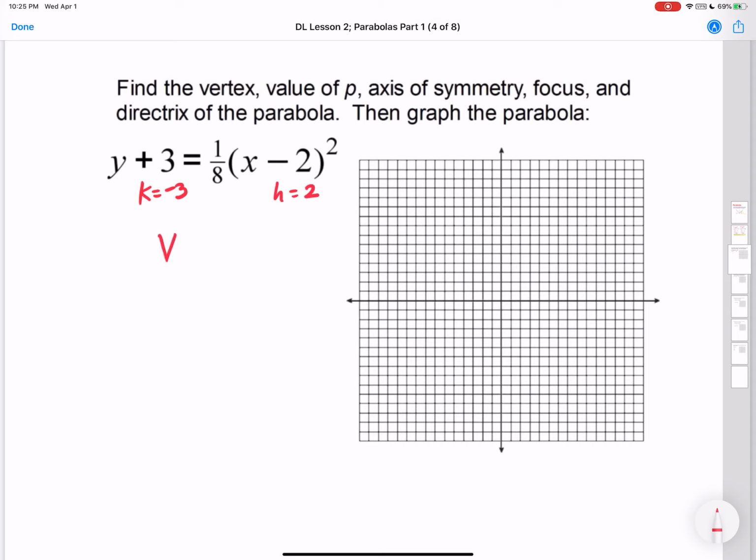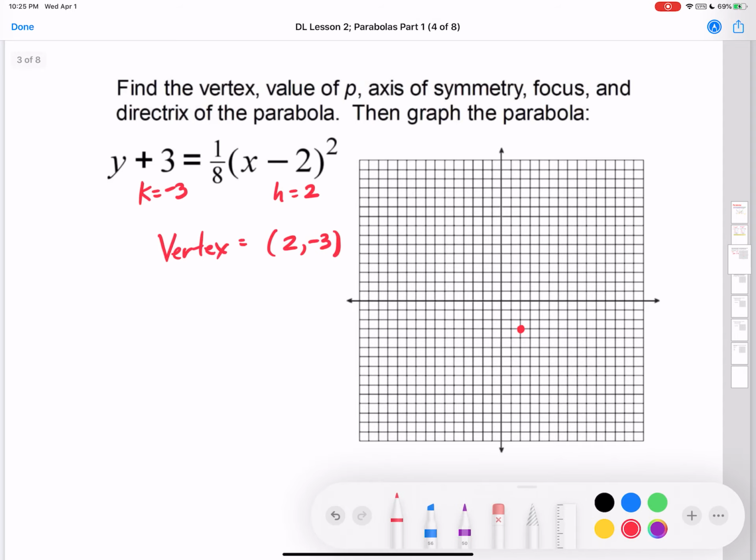So the vertex, right away, I know that the vertex is going to be located at (h, k), which is (2, -3). So I'm going to go ahead and graph that point at (2, -3). That's this point right over here. Now, what I need to do next is figure out where my focus is and where the directrix is. So I got my vertex. Now I need to figure out, what is the p-value?